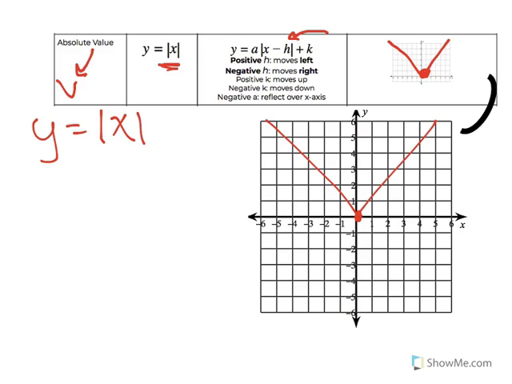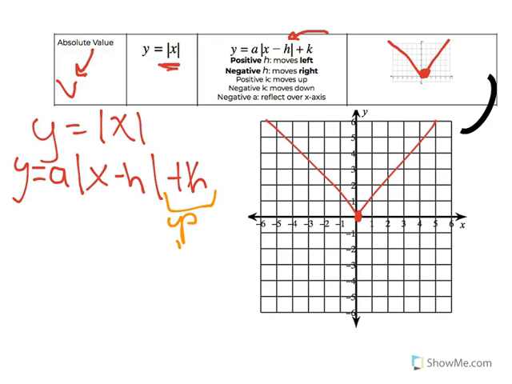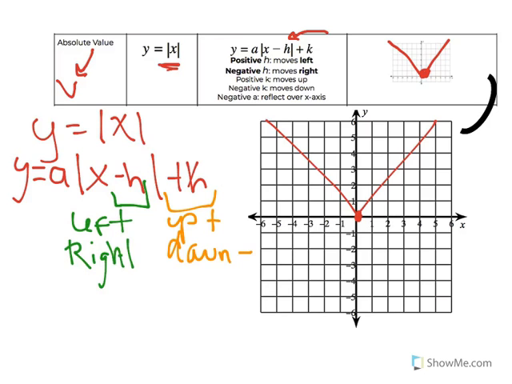So this general equation that we have here, y equals a, and then absolute value of x minus h plus k. It's the same thing as the other two. The value on the outside is going to be up and down, but it makes sense. So up is positive and down is negative. The value on the inside is going to be left and right, but it's opposite, so left is positive and right is negative. So we make an example of this. Y equals absolute value of x plus 1 and then minus 3.